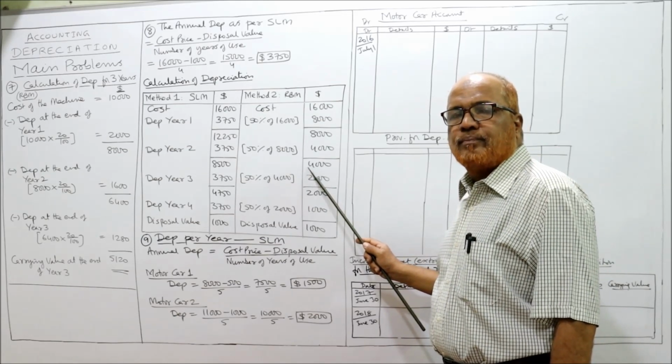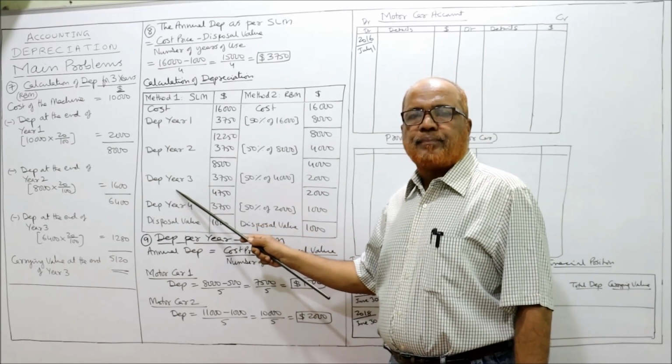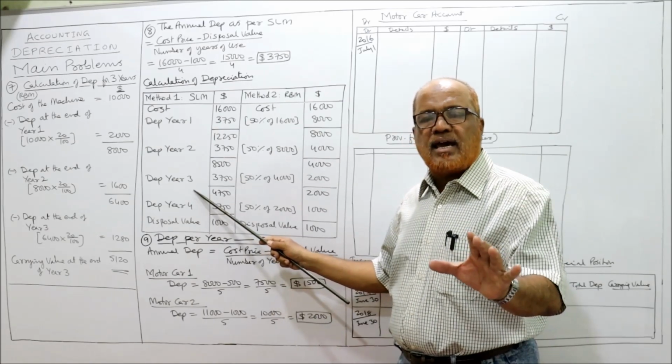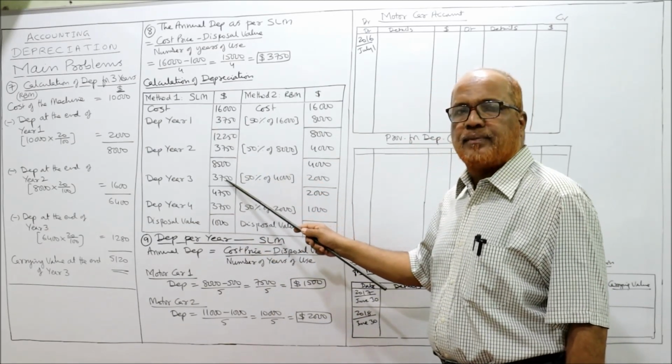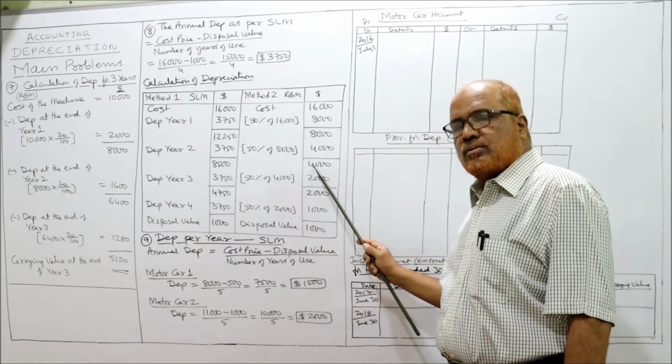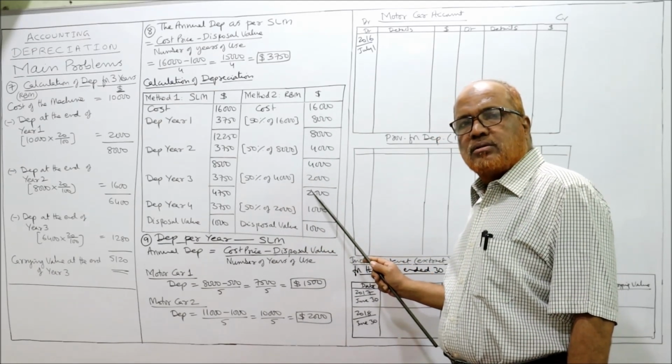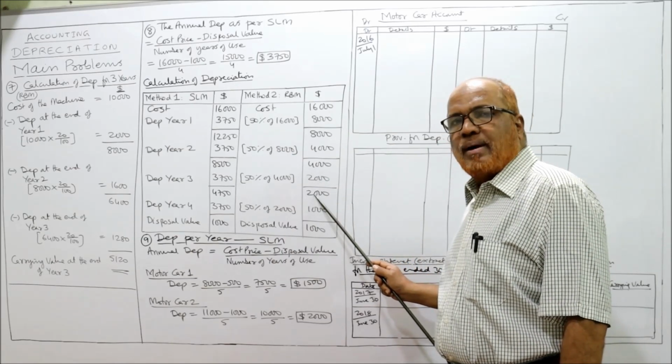2 years completed. Now at the end of year 3, depreciation for year 3, same depreciation 3,750. It will not change first year, second year, third year. But here 50% of 4,000 comes to 2,000. Deduct 2,000, 2,000 is the balance.